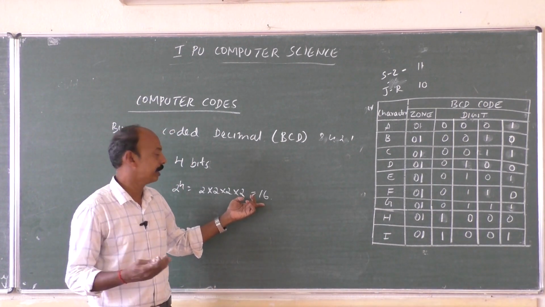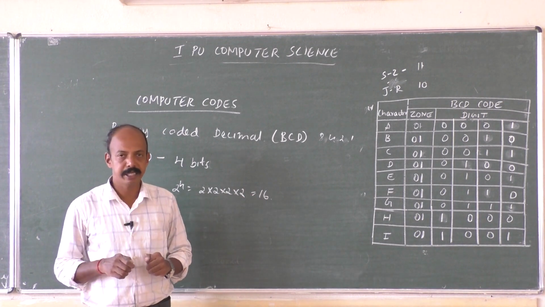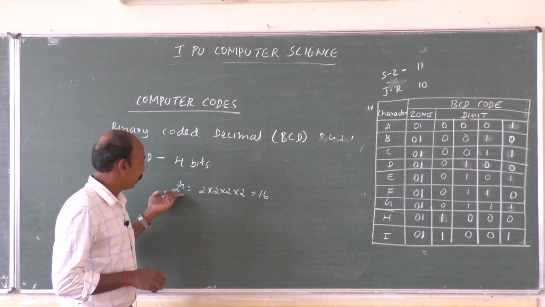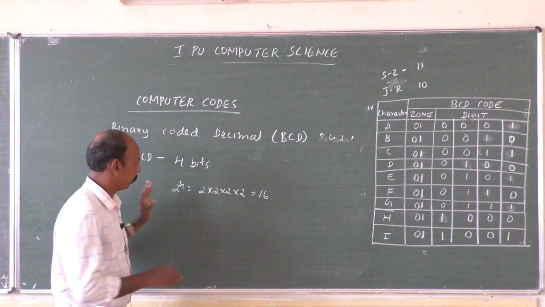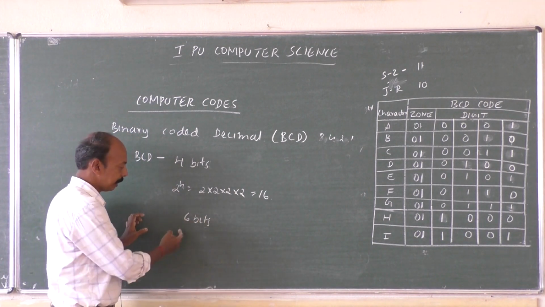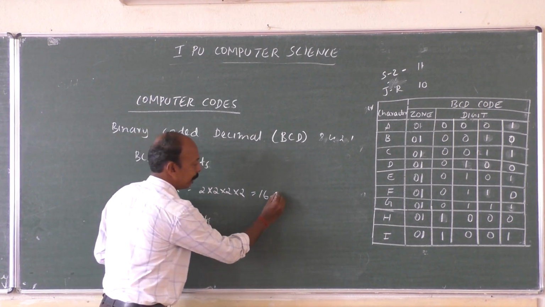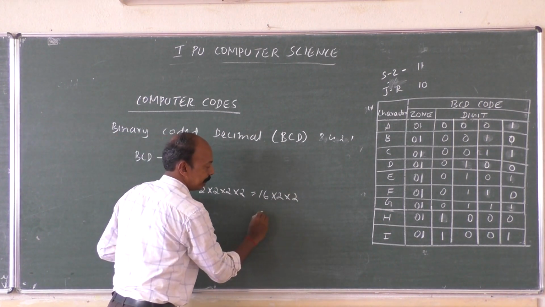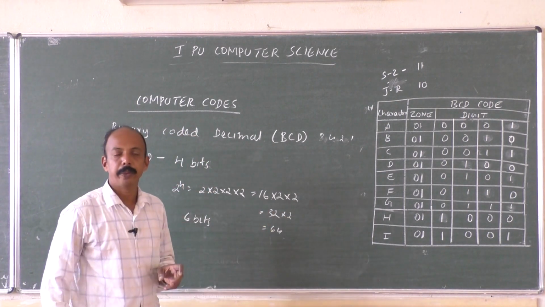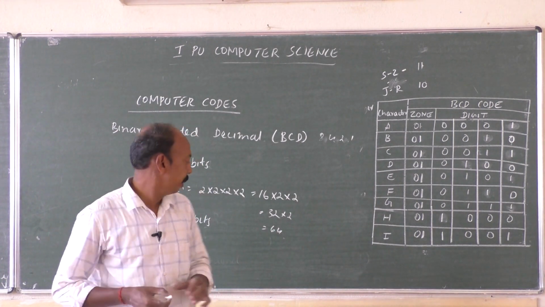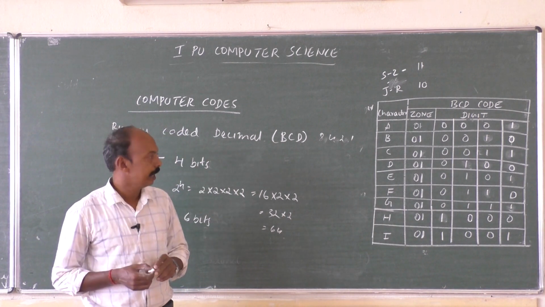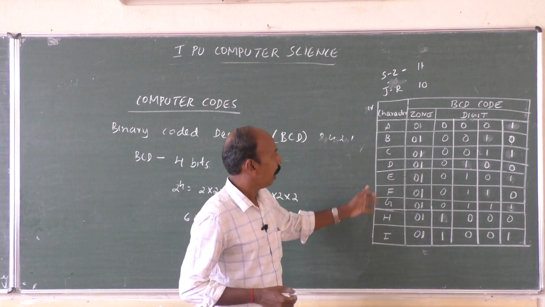We have more than 16 symbols on our keyboard, isn't it? That's why later 2 more bits were added to that BCD code. So now it became 6 bits. When it is 6 bits, what happens? Multiply 2 more times, that is 32 into 2, 64. It is possible to represent 64 different symbols with the help of BCD. It's just one example.